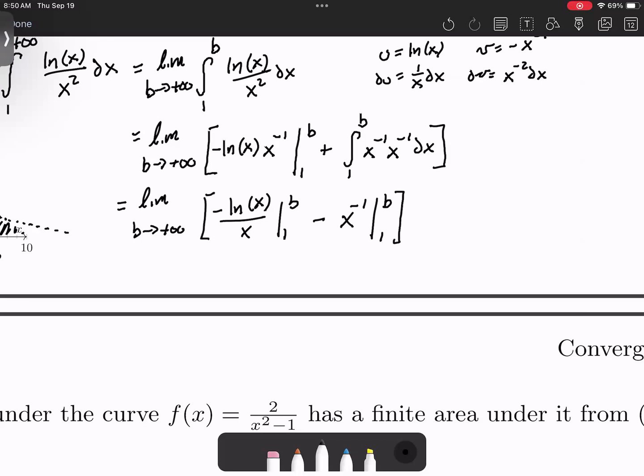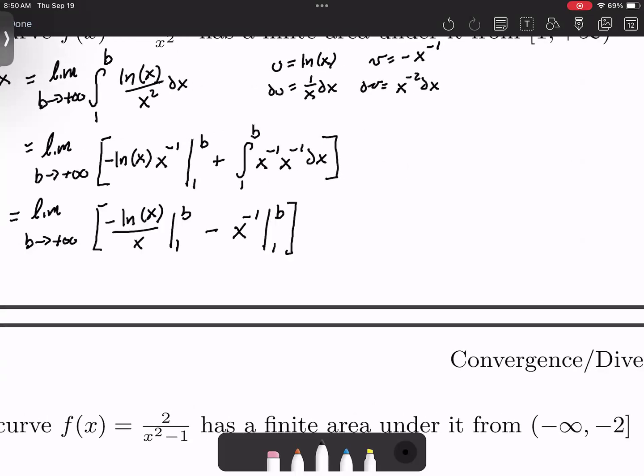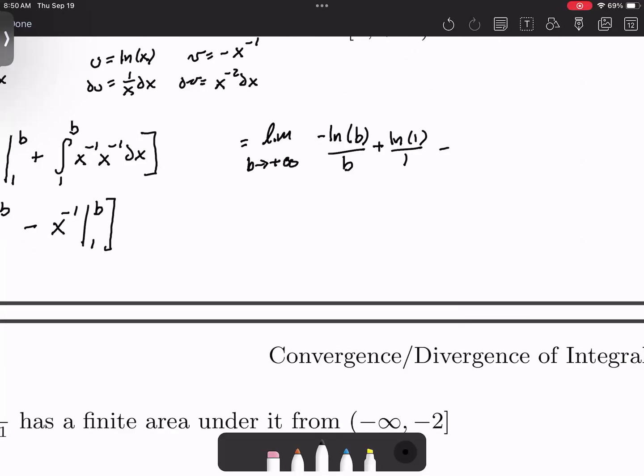So we found antiderivatives. And if we evaluate those antiderivatives at the upper bound, b, and at the lower bound, 1, we have minus natural log b over b plus natural log 1 over 1 minus b to the minus 1 plus 1. Okay, so if we are able to take b to infinity and get a real number out of this, we say that the integral converges and the area is finite.